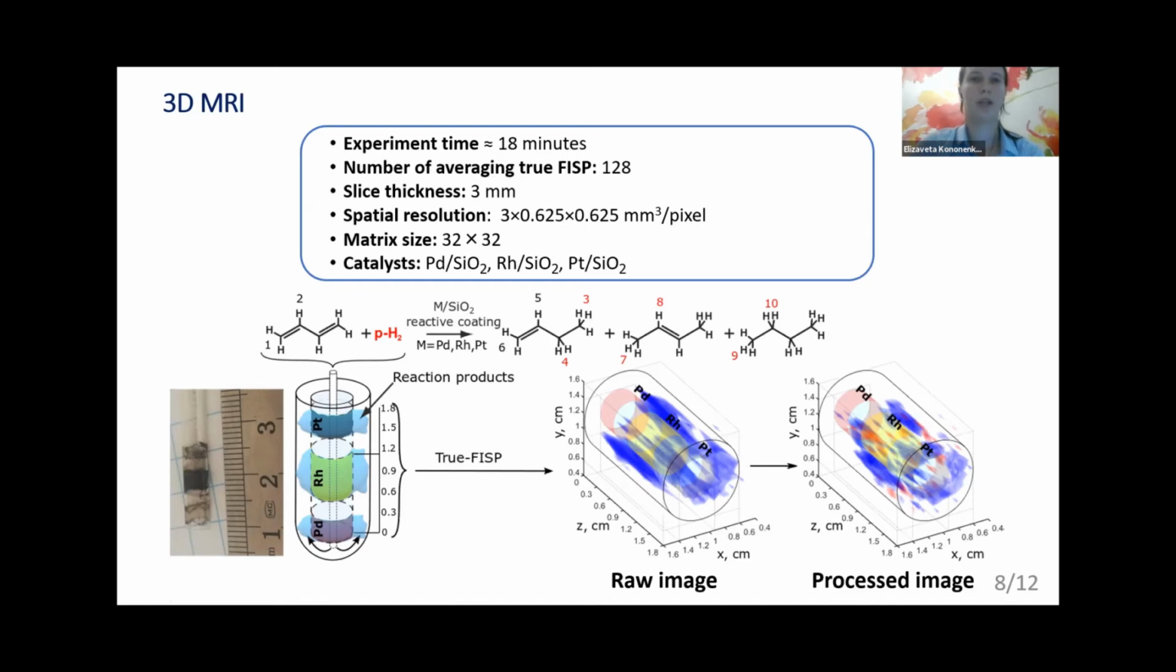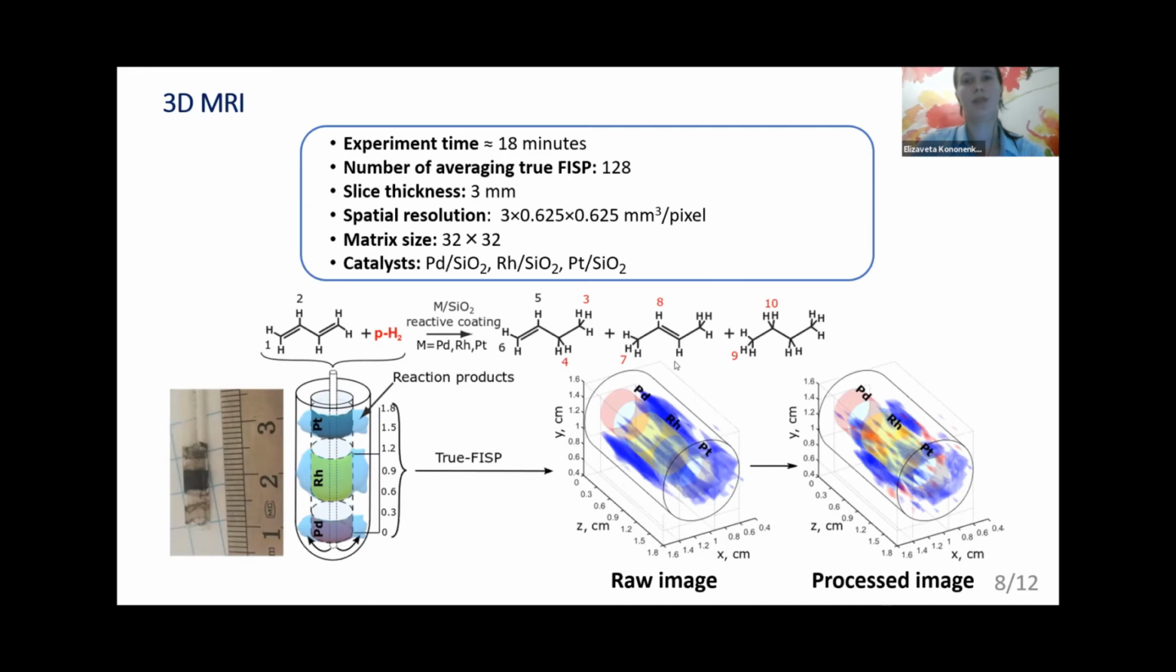To carry out the experiment, a capillary was passed through the inner part of a 5 millimeters reactor to the bottom of 10 millimeters NMR tube, through which a mixture of 1,3-butadiene and parahydrogen flew. Then, after optimization of pulse sequence parameters, MRI of 1,3-butadiene hydrogenation reaction was performed using the true-FISP pulse sequence in pseudo-3D mode.